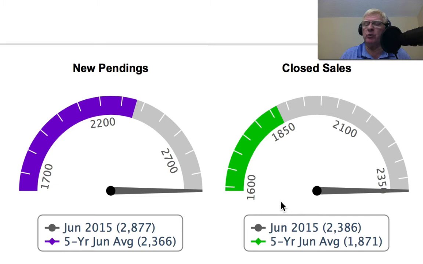Then we couple that with the number of contracts closed, which has a 5-year average of 1,871 and a June 2015 number of closes of 2,386. Again the needle pushes all the way to the right. So we can see from the four meters here, with three of the needles all the way to the right, that one thing we can conclude right out of the gate is that the number of new listings and active listings is not keeping up with the number of buyers in the market.